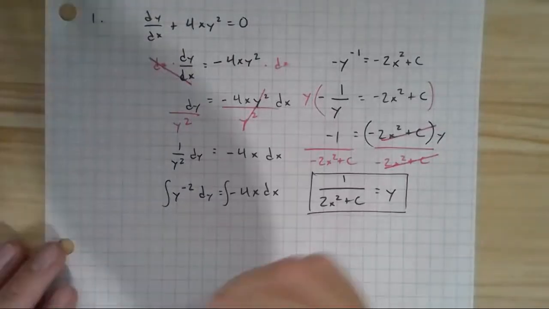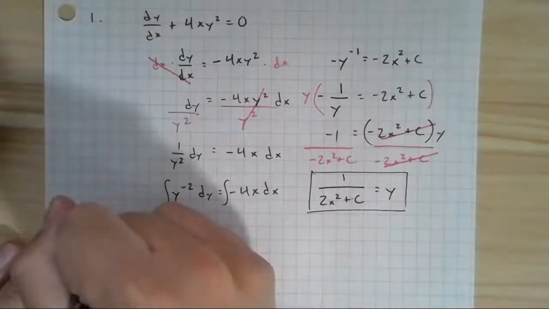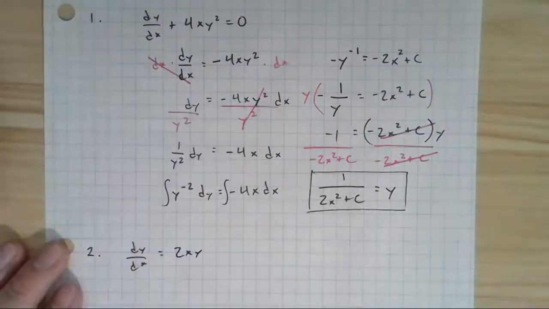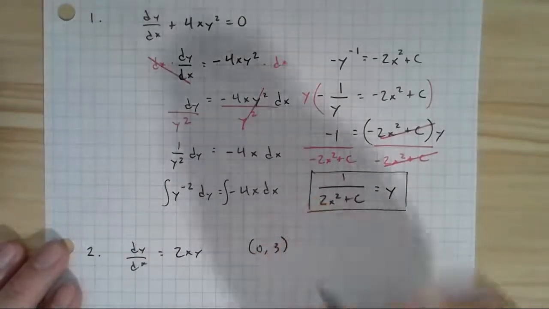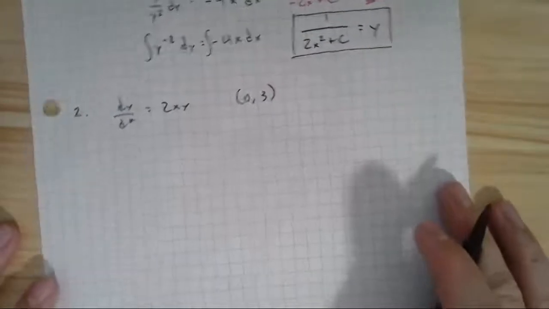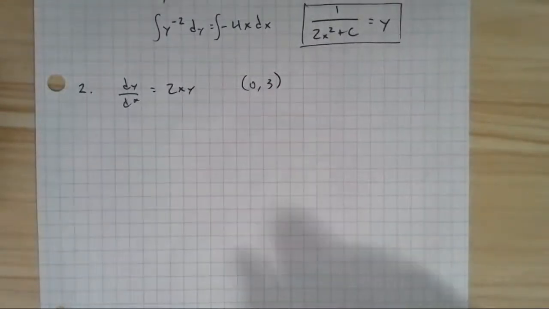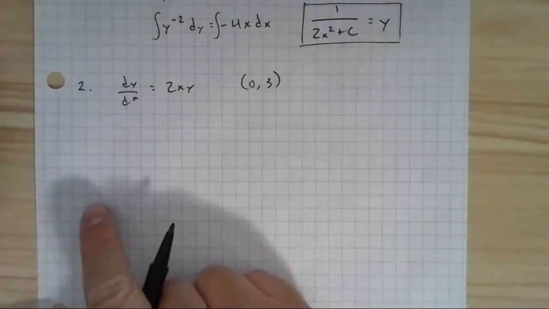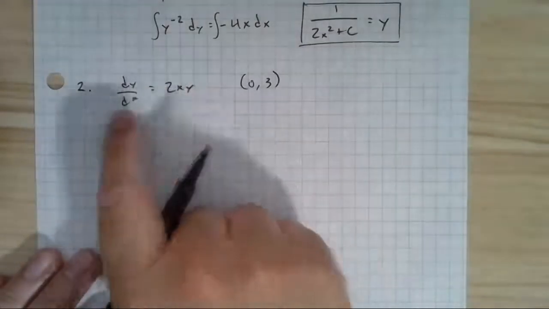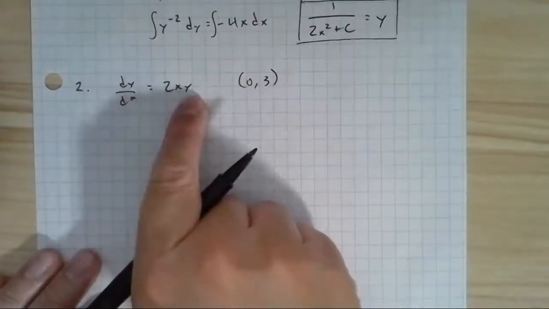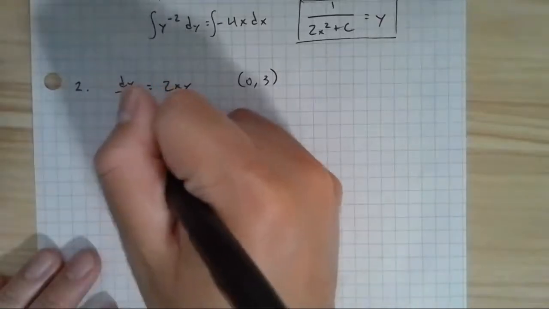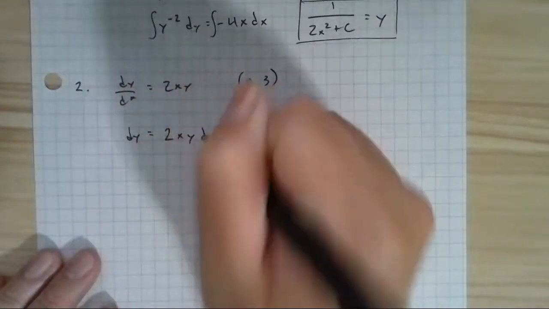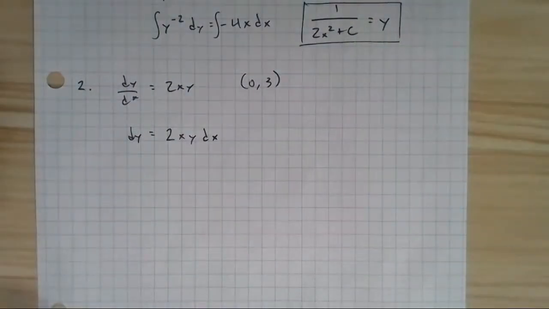So number 2 here, I have dy over dx is equal to 2xy, and again I have a point 0, 3 that I'm going to be using. So similarly, I'm going to want to get my x's and y's on one side together. One thing I can do first here is multiply both sides by dx, right? And if I do that, I'm going to get dy is equal to 2xy dx, like that. And then finally, I'm going to divide both sides by y.